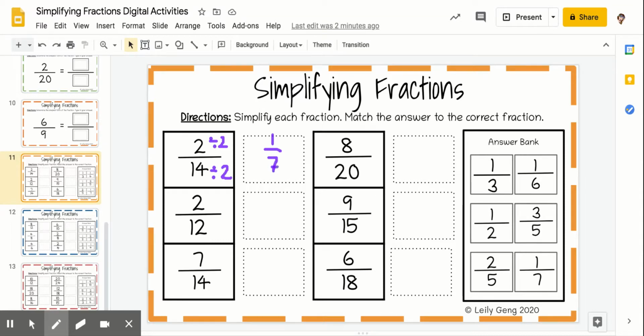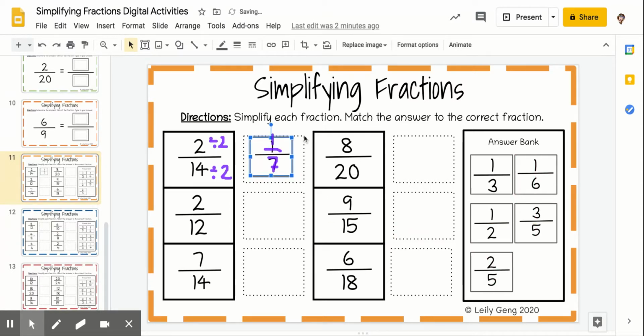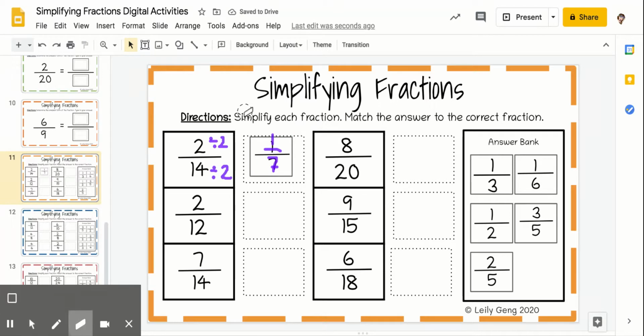So I need to look in my answer bank to find which one is 1/7. 1/7 is right here. So you're going to take it and drag it and put it in this box. Just like that. Let me erase what I wrote. So you know 2/14 is equal to 1/7. And you're going to continue that for the rest of the problems.